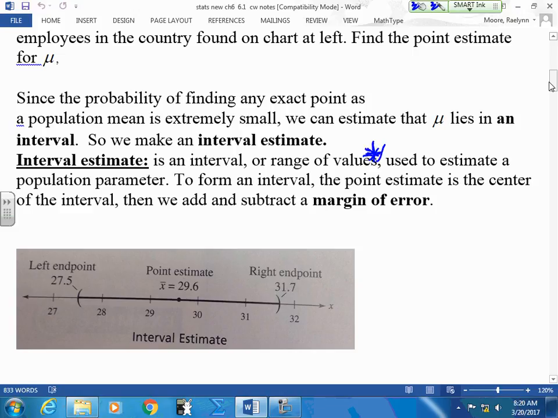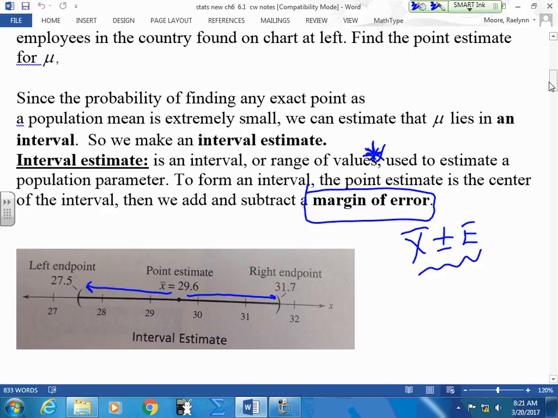This is the most important part of this whole thing, is that I am making an estimate about my population from my sample. To form an interval, the point estimate is the center of the interval, and then we add or subtract a certain amount, same amount to both sides. We call that amount a margin of error. Whatever we add to this side, we subtract from this side, that's called our margin of error. So we start out like this. Take the mean plus or minus the margin of error. That's where this comes from.